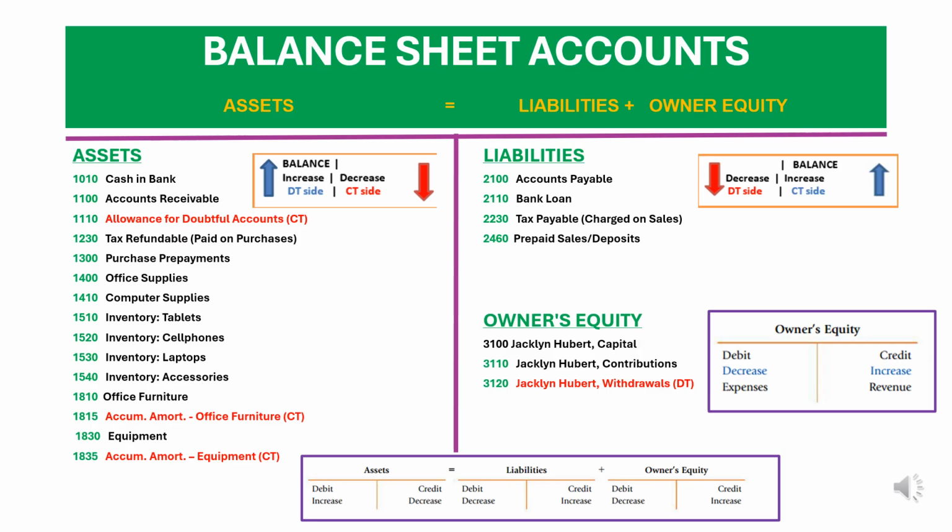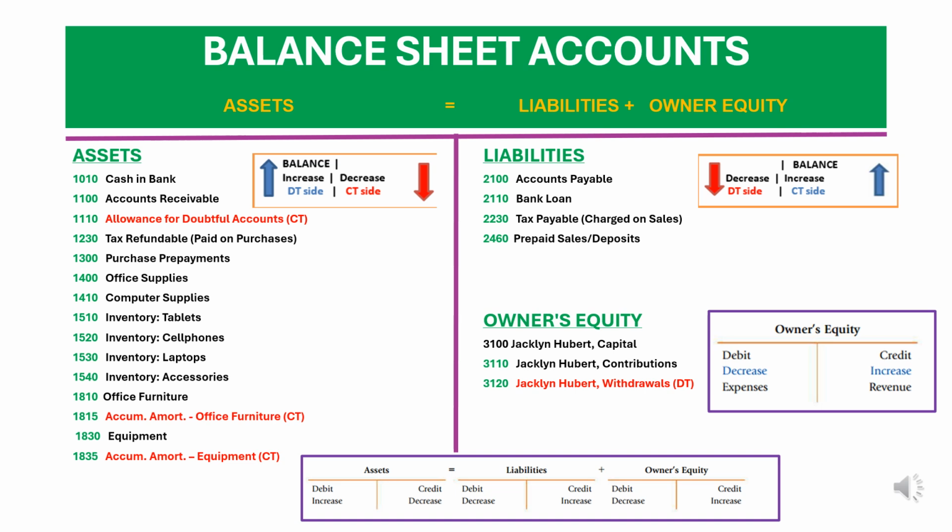What are the main balance sheet accounts? Assets, liabilities, and owner equity. The balance sheet equation is assets equal liabilities plus owner equity. Assets are on the left side of the balance sheet. Liabilities and owner equity are on the right side of the balance sheet.